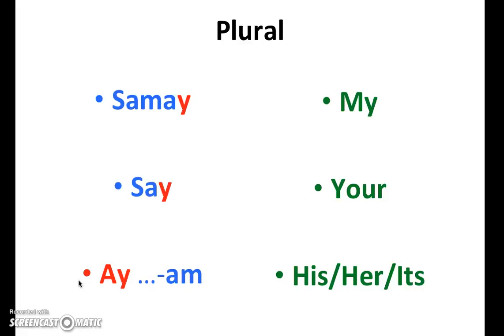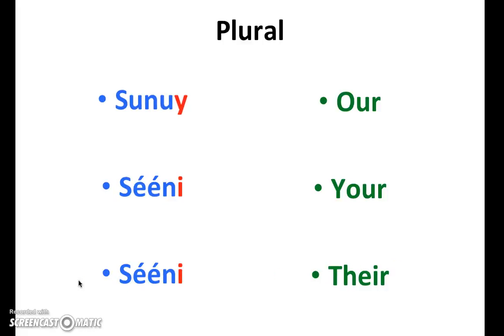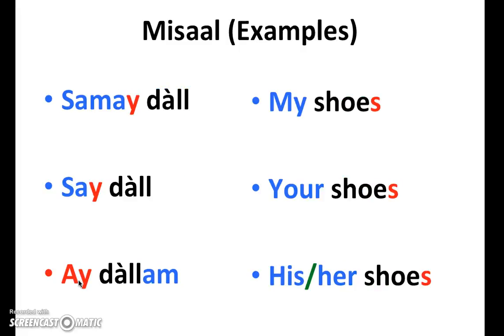Again, samai, sai, ai, am. Sunui, seni, seni. Now, to be more practical, let's see the examples. Samai dal, my shoes. Here is what I was talking about. You still have the structure of the possessive sama, which is my, and since it is in the plural form, see the difference. The structure of the plural in Wolof is on the possessive adjective. In English, it's on the noun. That's a big difference to bear in mind.